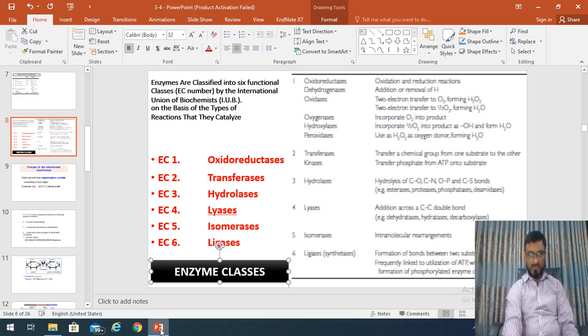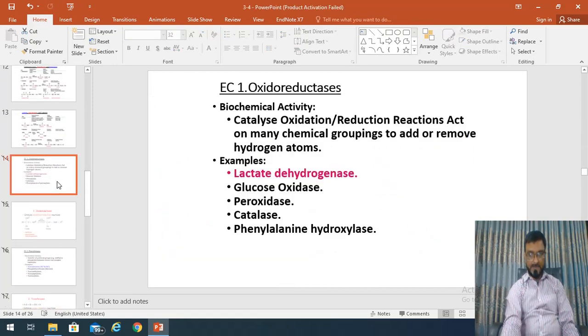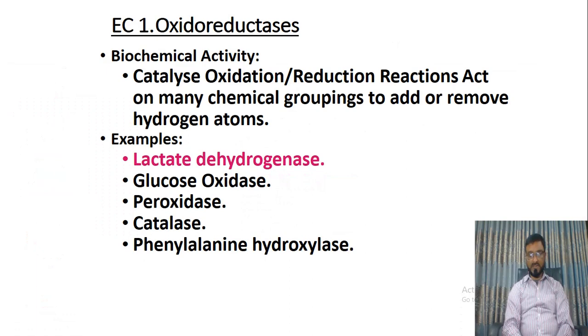So now we will be starting with more details of these enzyme classes. Along with this, what are the things that are included in that? What kind of enzymes are included in that? So the first class was the oxidoreductase.